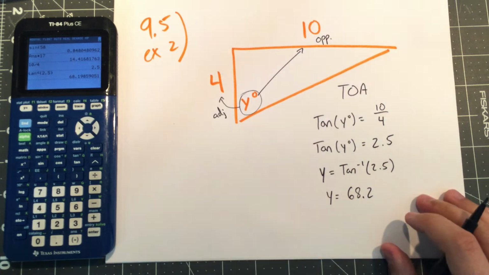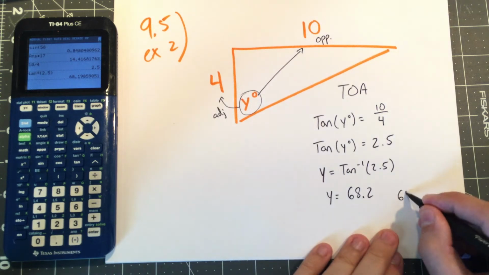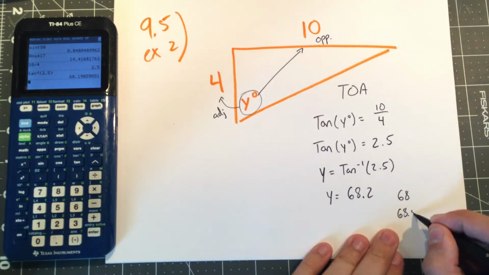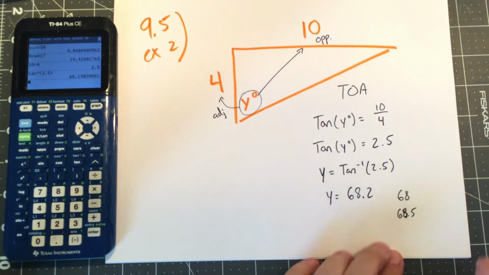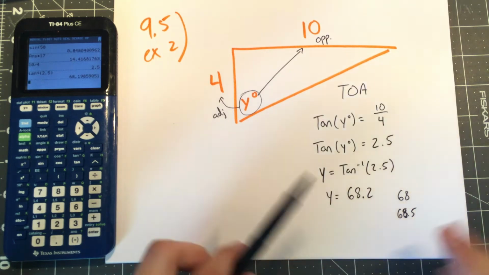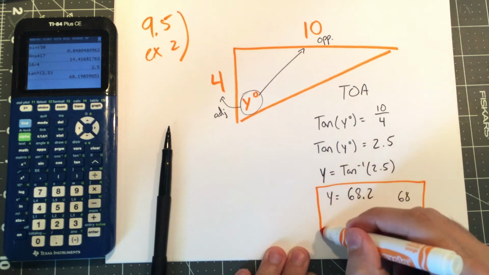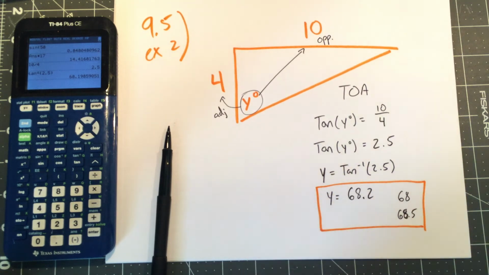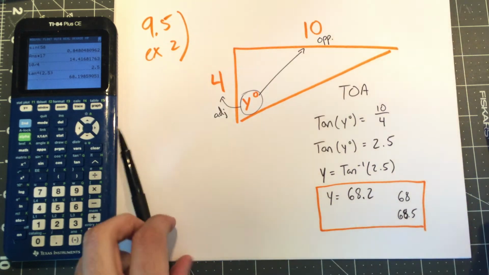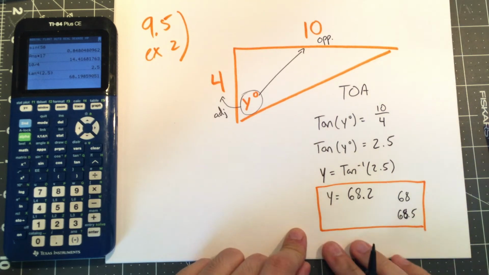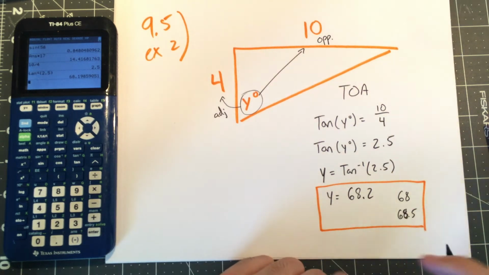If you had your table, you'd probably say something like 68 or even 68.5 because it does fall in between those two. Any one of those three is okay because if you only have your table, you're not going to have as much accuracy. So 68 or 68.5 is really all you can do. But we got 68 degrees this way.